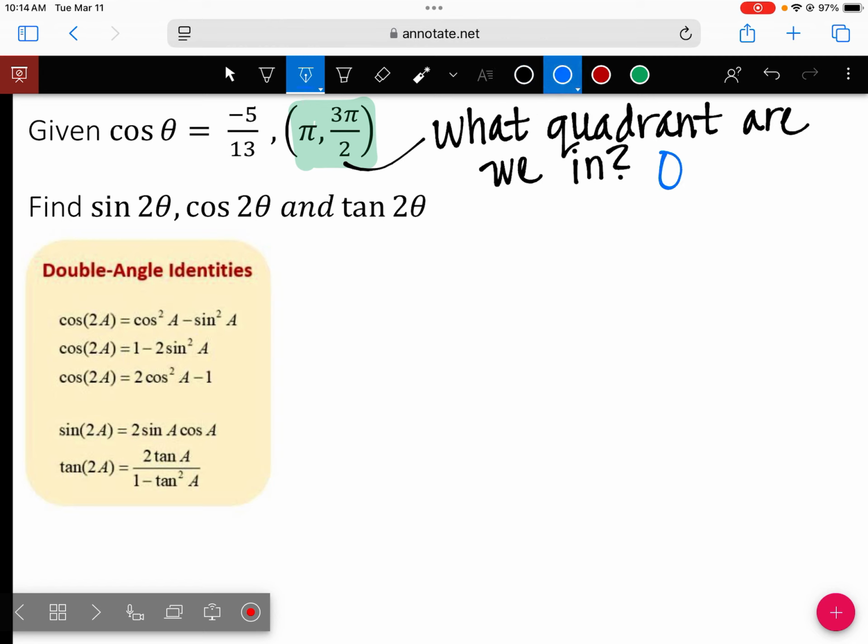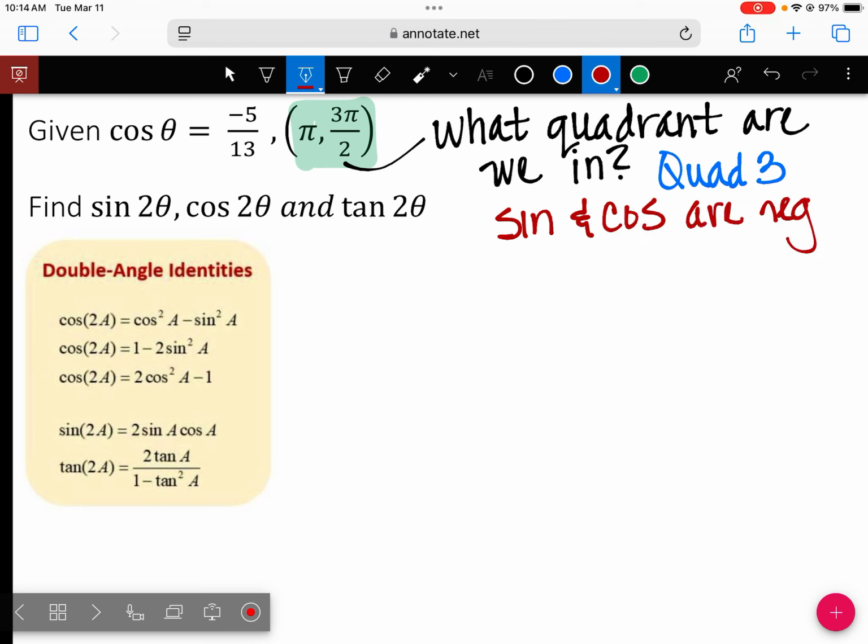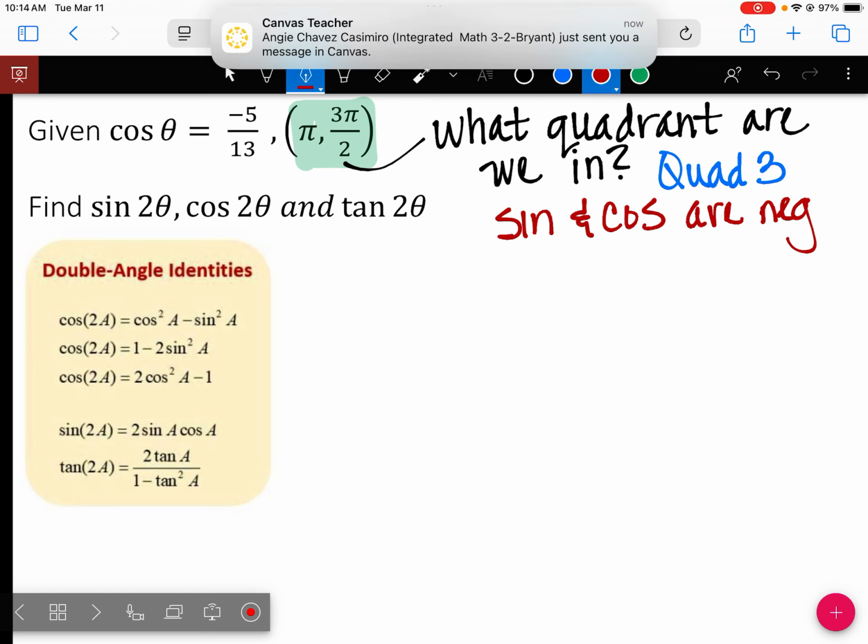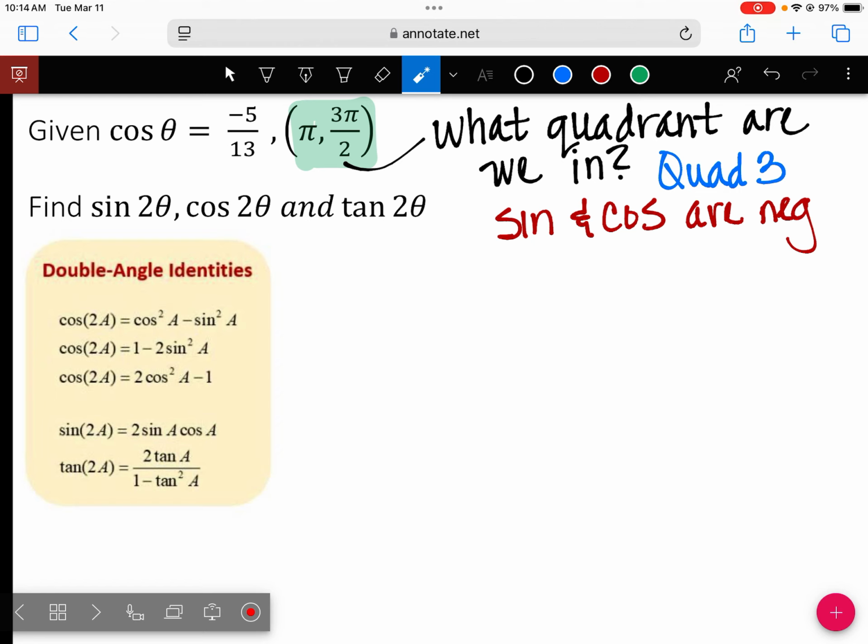So we know we're in quadrant 3. And in quadrant 3, we know that sine and cosine are negative. So if we kind of look ahead, we can see that with cosine double angle, we can do this question first. We can find our cosine double angle using only cosine because we have 3 choices, and we do have a choice that only uses cosine.